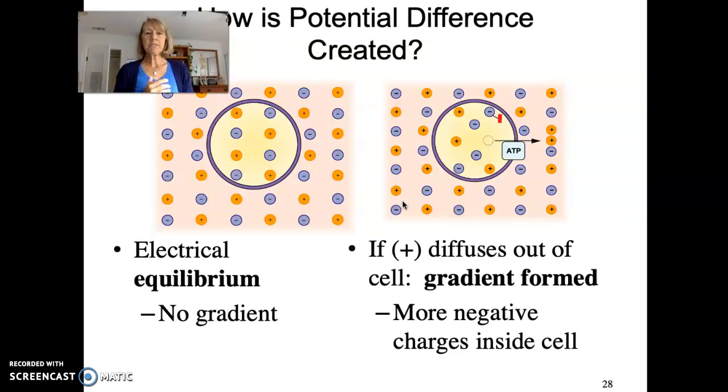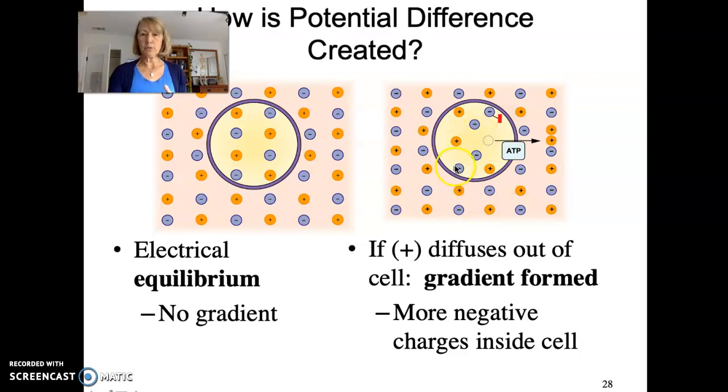So how is this potential created? For example, in this picture here, there is electrical equilibrium, because if you count all the positive ions and all the negative ones, it's the same in and out. Nothing's happening, right? There's no difference in the water from one side of the dam to the other. Here, however, there is a change.